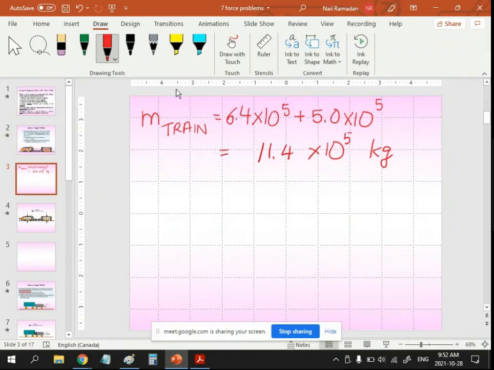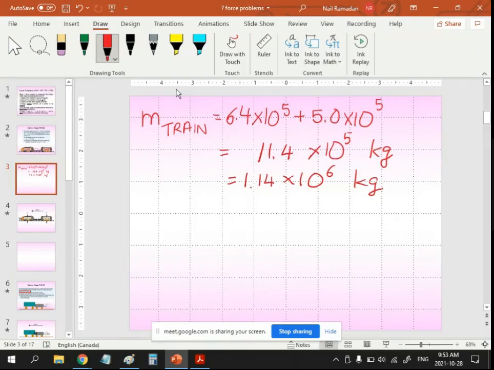Is this in scientific notation now? No, it's not. Can you leave it like that? Of course you can. Okay, you want to do it as 1.14 times 10 to the what though? Times 10 to the 6 kilograms? Sure, no problem. Okay, what's the acceleration of the front car? The front, the locomotive. What's the acceleration of the front car?